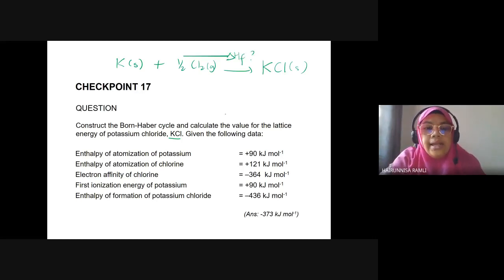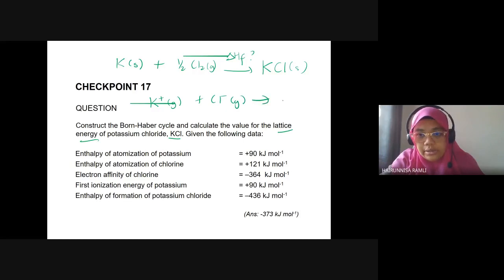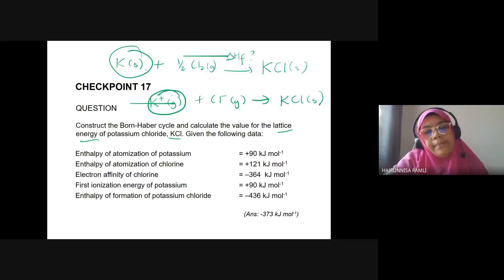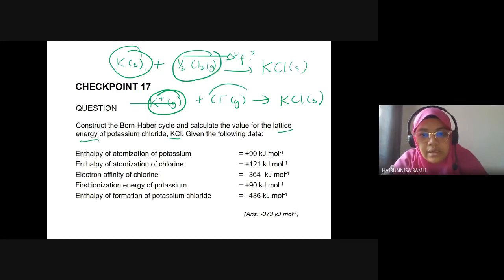Okay. And yang dia nak is enthalpy for lattice. So, lattice, we know that it's supposed to be like this. K plus gas plus Cl minus gas produce KCl solid. So, daripada K solid, you have to write until you dapat K plus gas, and from half Cl2, you must get Cl minus gas. Barulah you dapat jawapan ni sama.